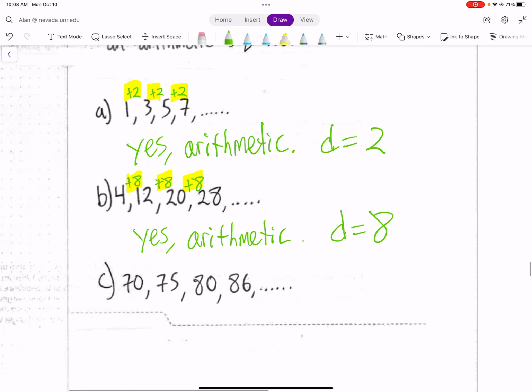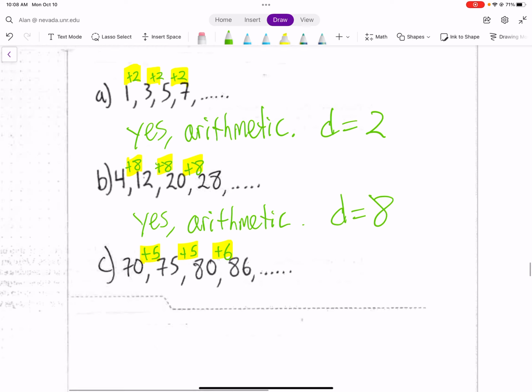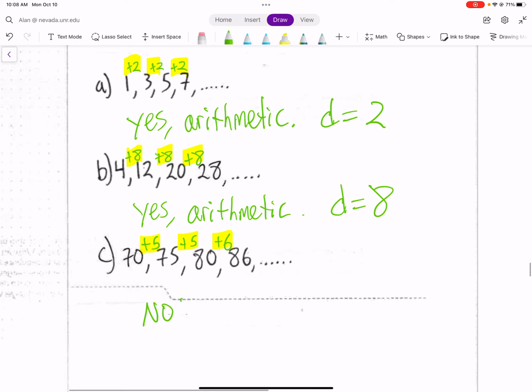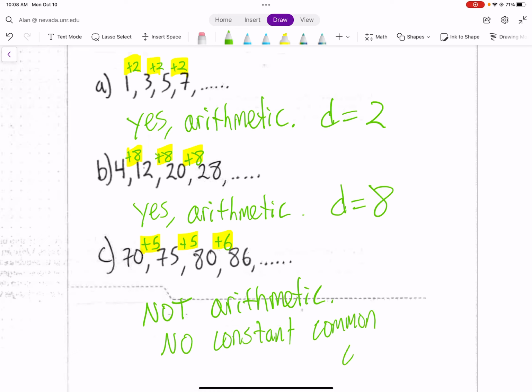Finally, for C, identify the common difference. To get from 70 to 75, we add 5. From 75 to 80, we add 5. From 80 to 86, we add 6. So that changes things for us. We do not have a constant common difference. We add 5, and then we add 6, which changes that common difference. So this would be not arithmetic. We have no constant common difference. Our common difference changes.